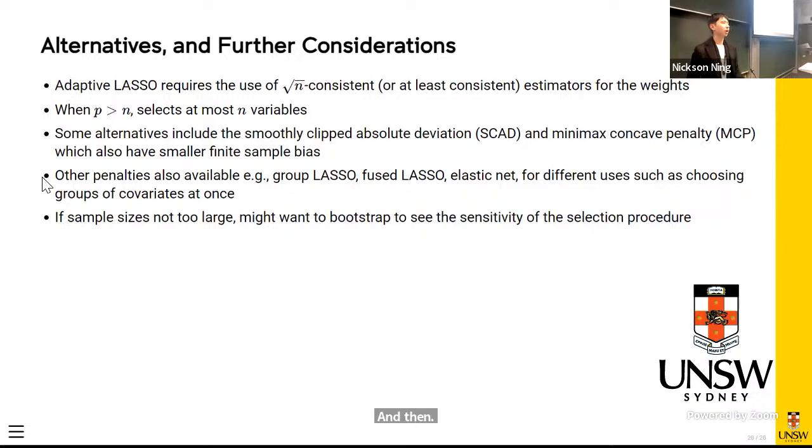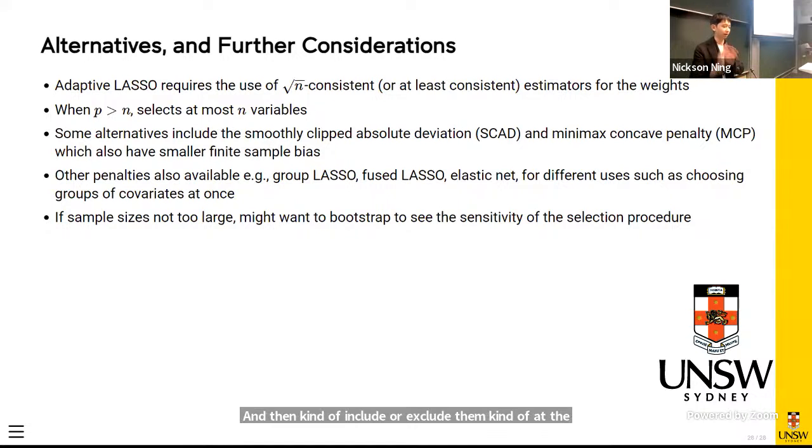in this talk, I've focused on single variable selection, looking at each variable as if they're independent, let's say. But there are also other things that you can do. In some problems, you might want to group certain covariates together and include or exclude them at the same time.